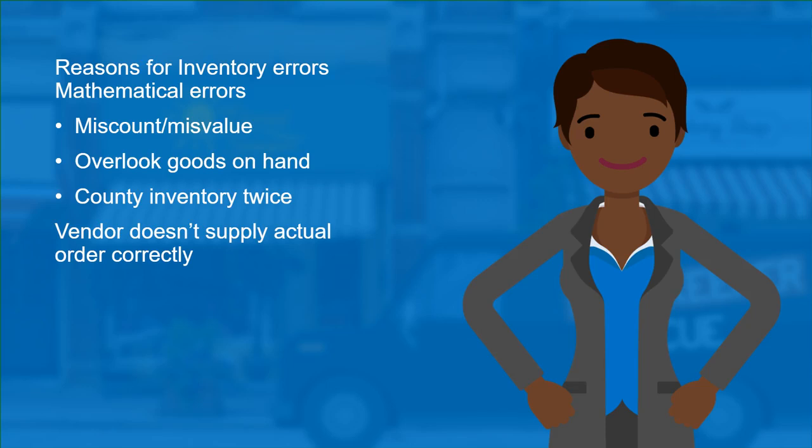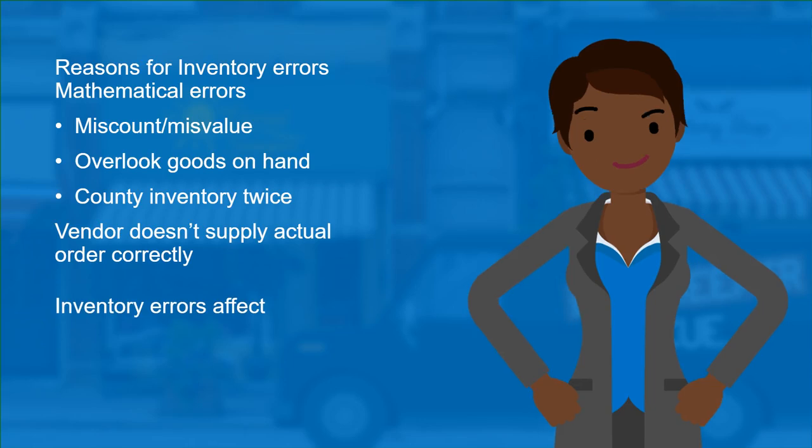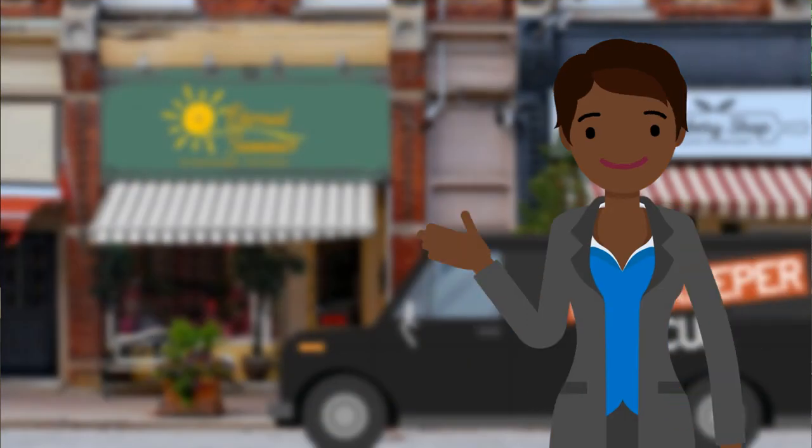Now, from a bookkeeping standpoint, when an error happens, it has sort of a ripple effect that's going to mess with things like your net income and asset value. So your income statement and your balance sheet aren't going to be accurate. Don't take my word for it. Here's an expert to talk more about inventory errors.